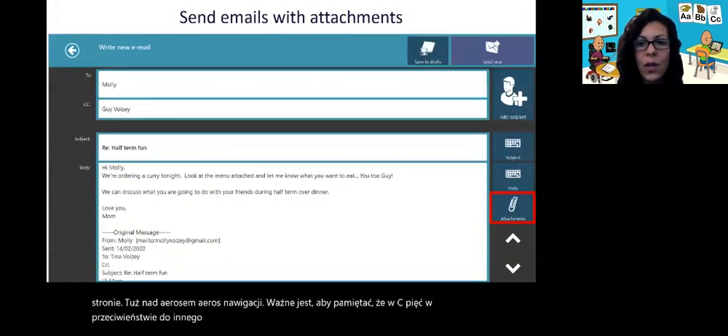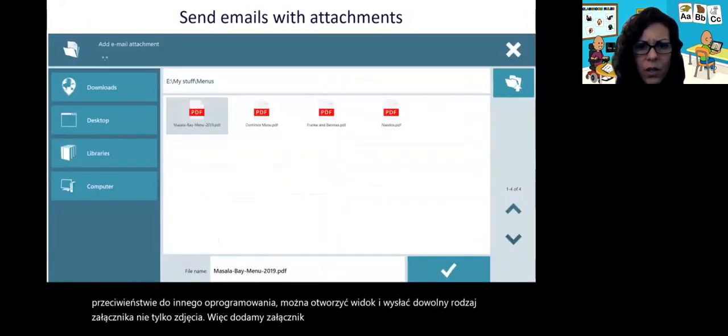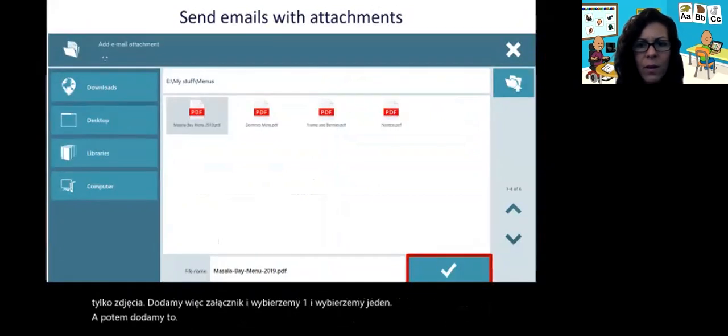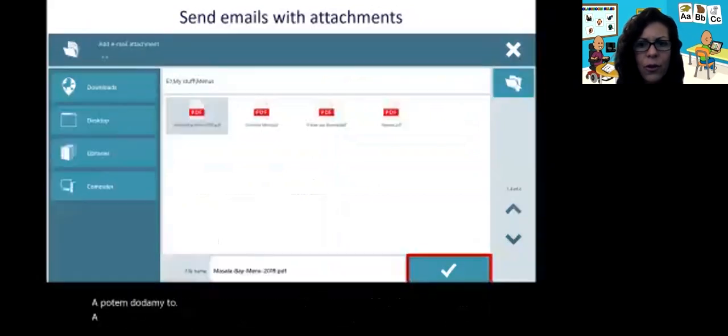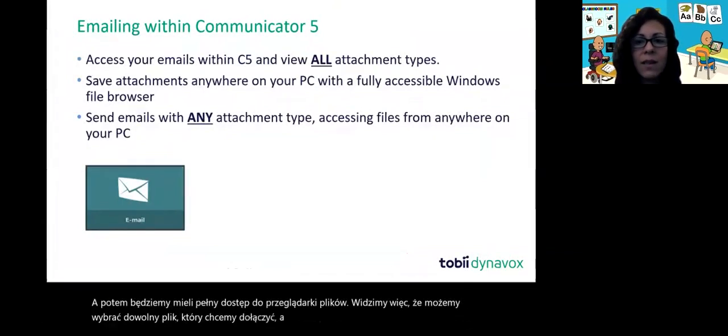not just pictures. So we're going to add an attachment and choose one. And then we're going to add it. And then we're going to have full access to the file browser. And so we can see that we can choose any file that we want to attach. Then we're done, and the attachment is now attached to the email. We can send it once we're done composing.